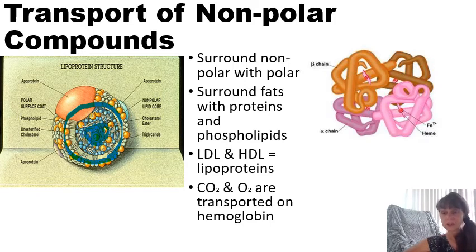If you look to the picture on the right, you'll see a picture of hemoglobin. Hemoglobin is a protein, and most proteins are polar. With hemoglobin, we can transport nonpolar carbon dioxide and nonpolar oxygen on the hemoglobin protein throughout the bloodstream.